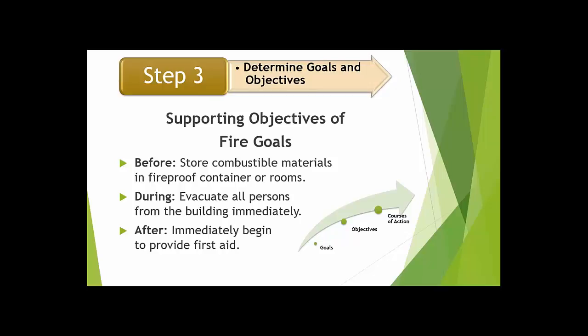So the objectives are going to become the guide for developing your courses of action within your plan, and we will talk about courses of action in step 4. The goals and objectives that are identified, remember, they must be realistic, must be likely to be achievable, and they have to be measurable. How can you tell whether or not you've achieved them?